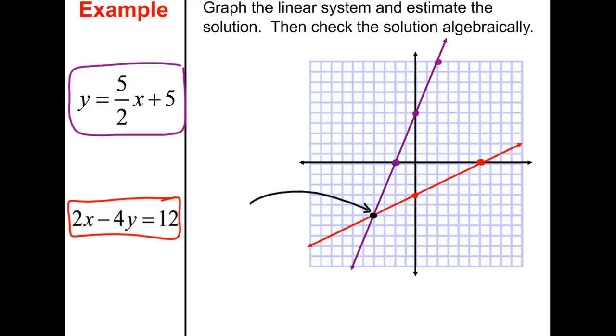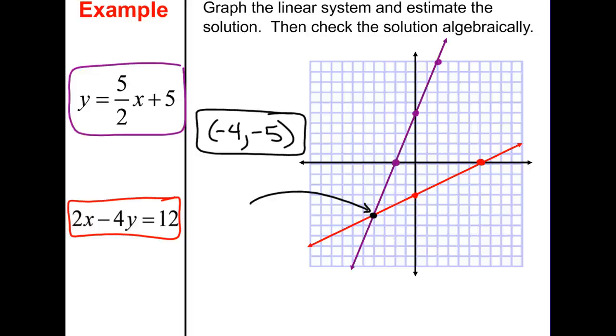Well, we count. Now we just count. We're going left 4, so it's going to be negative 4, and we're going down 1, 2, 3, 4, 5. So my solution to this system of equations is negative 4, negative 5. Now, I don't know if that's exactly it because I'm graphing and there's human error, but I'm guessing that that's the point. Now, the way to figure out if it really does work, let's plug it in and test it.